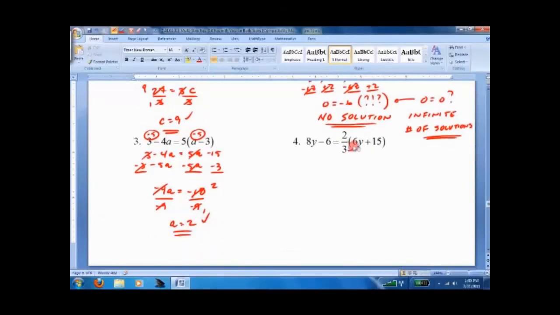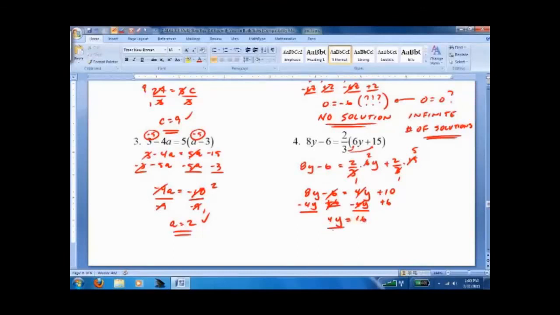I'm going to distribute because I know 3 goes into 6 and 3 goes into 15. So 8y minus 6 equals, I'll just write this out. 8y minus 6 equals 4y plus 10, getting sloppy, minus 4y. 4y equals 16, divide by 4, divide by 4. Y equals 4. Check it.